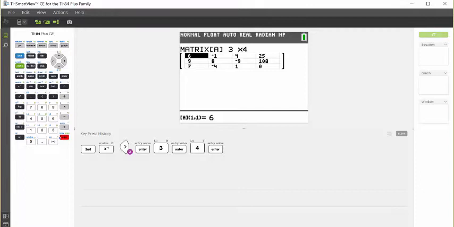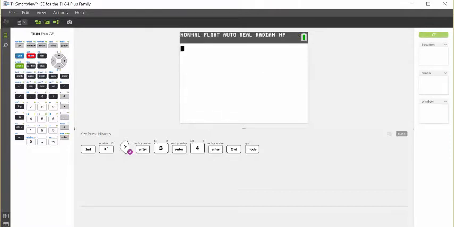Type in the coefficients. And for number 79, the coefficients were 6, -1, 4, 25, 9, 8, -9, 108, 7, -4, 1, and 0. I've already typed those in just to save time. Once you have your numbers into your matrix, hit second quit.